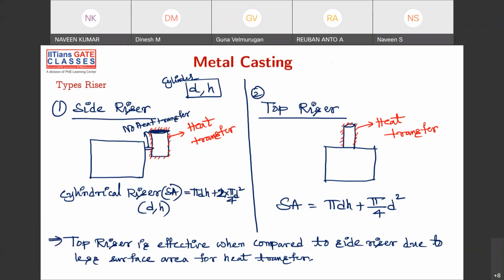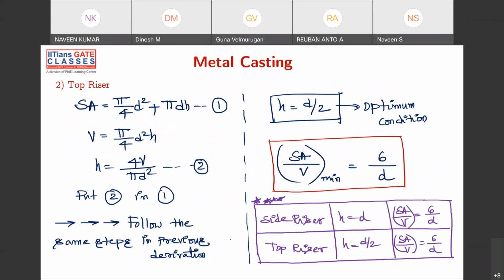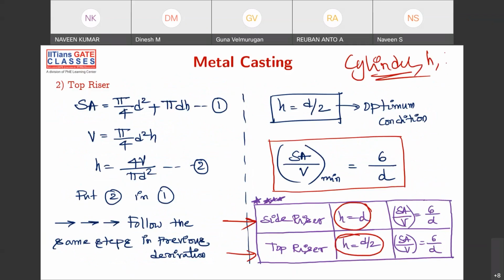And then there are some conditions. These are the optimum conditions for a side riser. For a cylinder, these two are for cylinder. For a parallelepiped there will be another thing. For a cylinder, for an optimal riser with a side riser, h should be equal to d, and for a top riser, h should be equal to d by 2. Because for a cylinder you need two parameters: one is height, another is diameter of your cylinder.